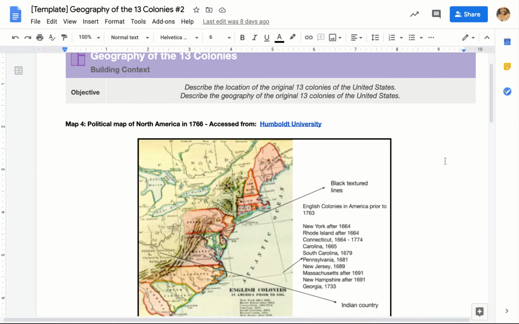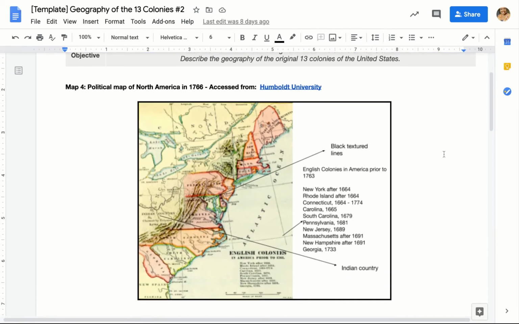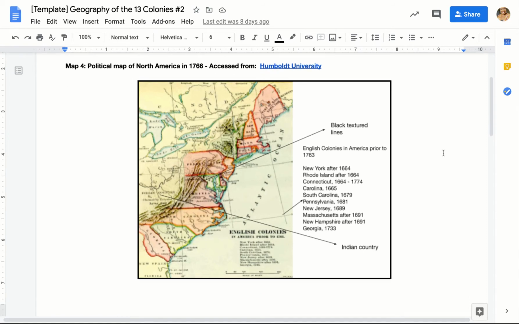So we have a map here, and this is a map of the 13 colonial regions in 1766. And what we're trying to figure out are a couple of different things. So the first question that you have after you've looked at the map for a second. Before we even get to the question, there are some things I want to point out because the map may not be of the best quality.